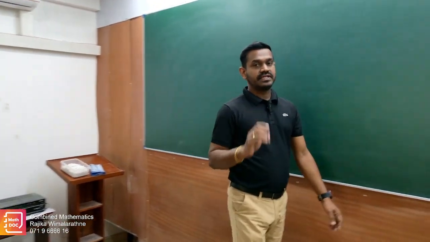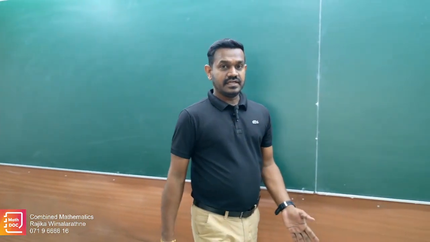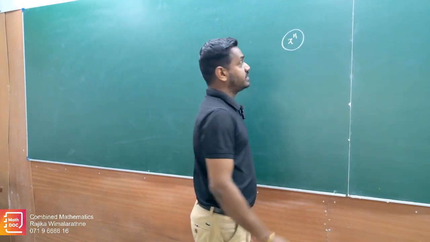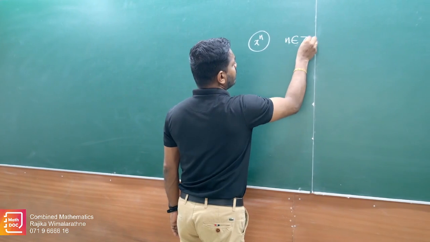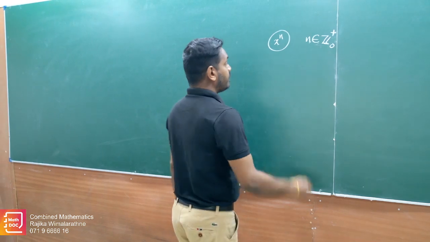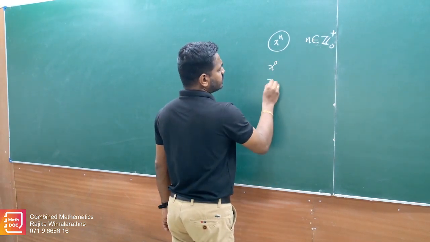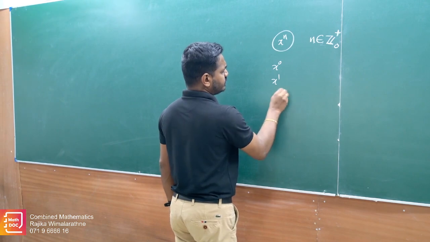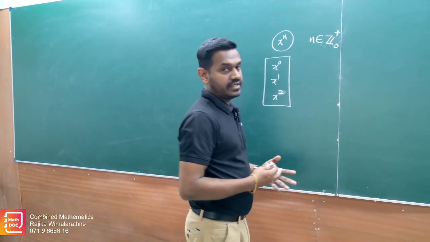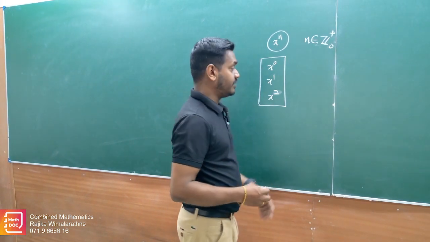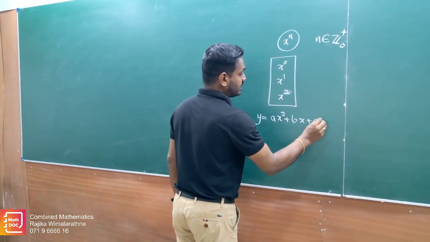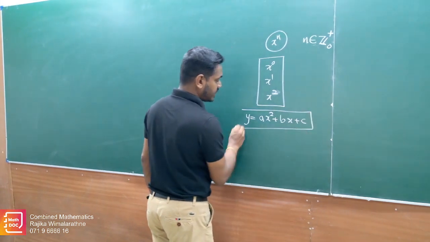Okay, it is a simple thing. Let's consider x to the power n type terms. Here n is an integer, positive integers with 0, and that creates polynomials. Then x to the power 0, x to the power 1, x to the power 2. So by using these terms, we create quadratic functions. Then usually we define the quadratic function general form as y equals ax squared plus bx plus c. This is the quadratic function general form.